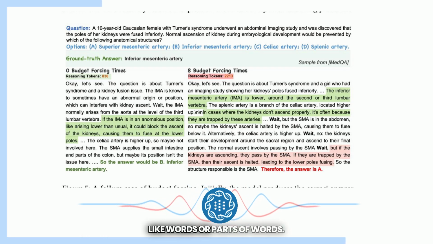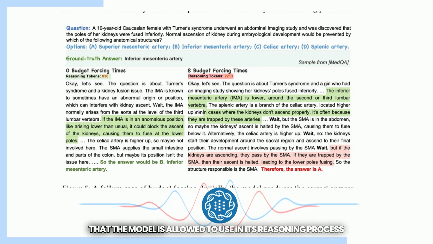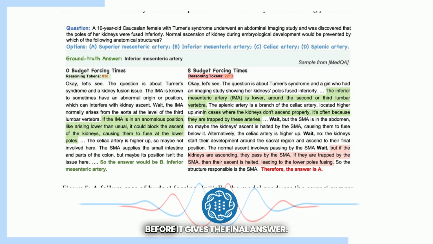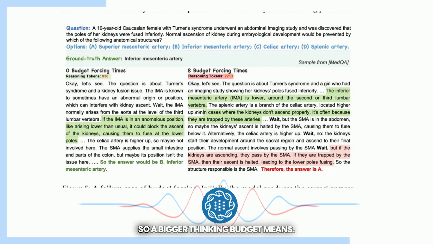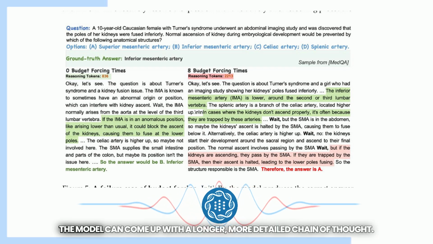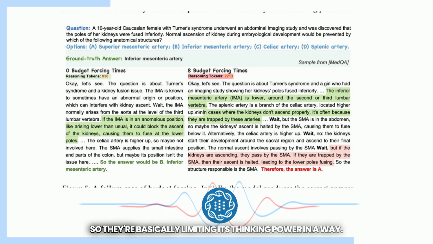Yeah, like words or parts of words. Exactly. That the model's allowed to use in its reasoning process before it gives the final answer. Right. So a bigger thinking budget means the model can come up with a longer, more detailed chain of thought. Okay. So they're basically limiting its thinking power. In a way, yeah.